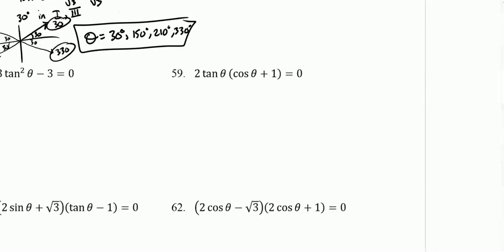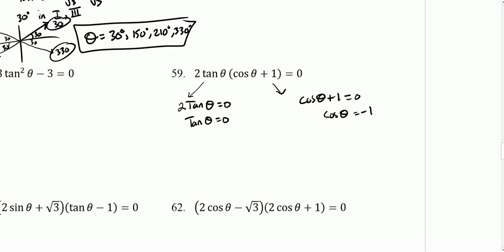59, it's factored for us, and so what we're going to do is split up our factors. We get 2 tangent theta equals 0, and cosine theta plus 1 equals 0. Divide by 2 on the left hand side and you get tangent theta is still 0. Subtract 1, you get cosine theta is equal to negative 1.